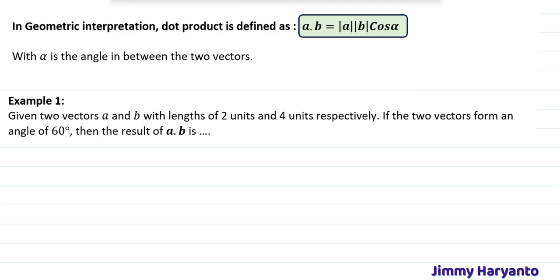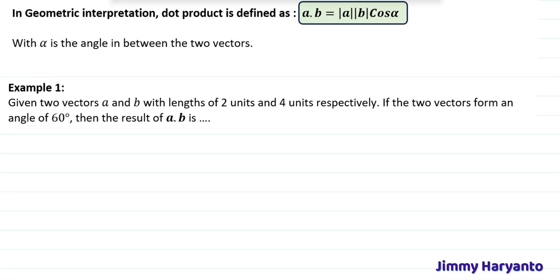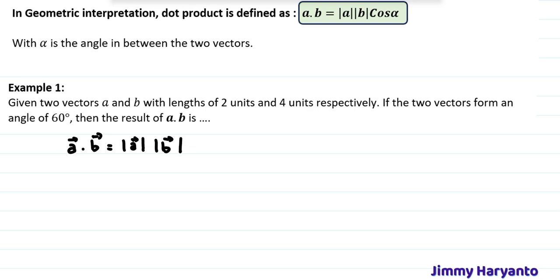Okay. Example 1, given that two vectors A and B with length of 2 units and 4 units respectively, if the two vectors form an angle of 60 degrees, then the result of A times B equals to. For this one, we cannot use the previous methods to find the dot product because we don't know the components of vector A and vector B. We only have the length of vector A and also the length of vector B. That means we have to use the geometric formula.